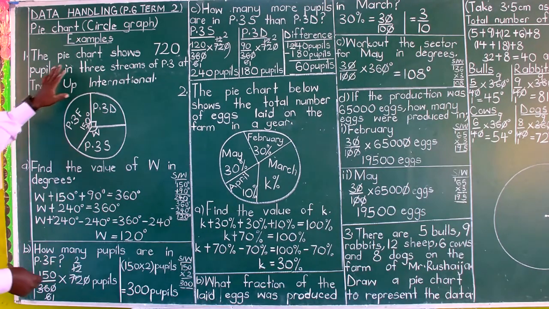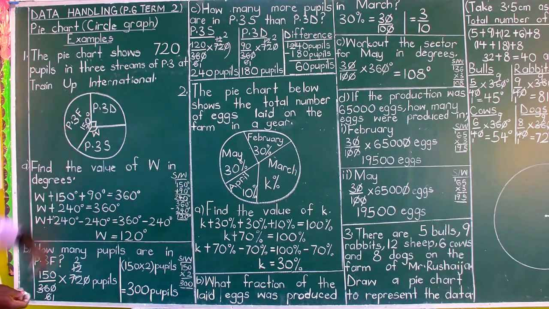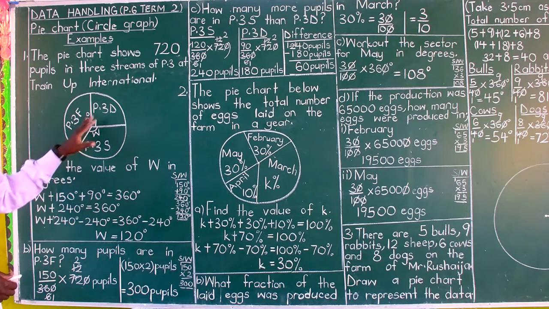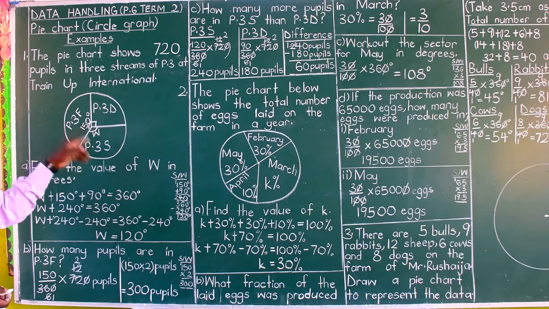And the first example reads, the pie chart below shows 720 pupils in 3 streams of P3 at our school, Train Up International. Now, you are supposed to look at the pie chart and see how it has been given. So there are 3 ways they can give the information in a pie chart. The sectors can be given degrees, like it is here.